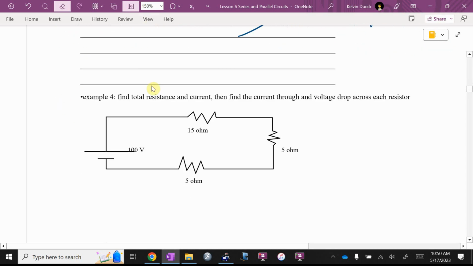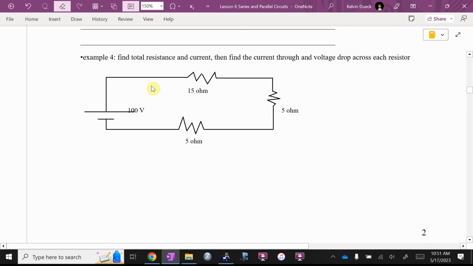Example 4 says, find total resistance and current, and then find the current through and the voltage drop across each resistor. So it wants me to find R total. My abbreviation for R total is R with a capital T subscript. Okay, Brendan, are these 3 resistors in series or in parallel? So I can just go 15 plus 5 plus 5. In fact, you might even be able to do that in your head. What's R total?